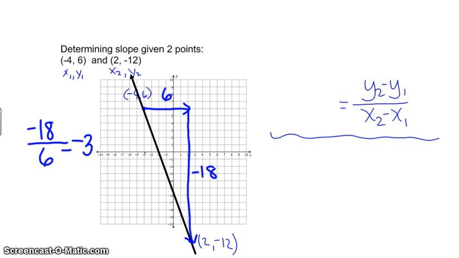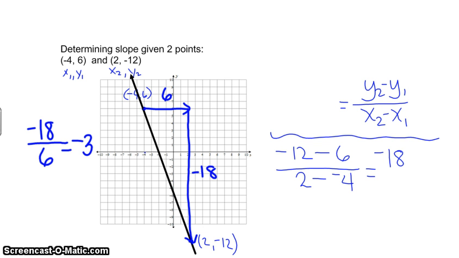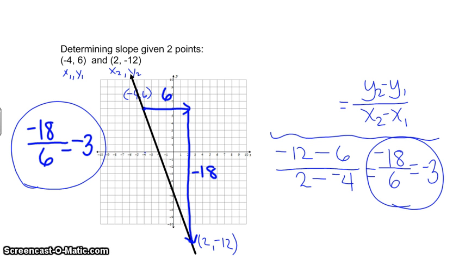So I'm going to use this formula. I'm going to take y sub 2, which is negative 12, minus y sub 1, which is 6. Then I'm going to take x sub 2, which is 2, minus x sub 1, which is negative 4. Well, negative 12 minus 6 gives me negative 18. 2 minus negative 4 is going to give me a positive 6. That simplifies to negative 3. So this method was geometric, this method was algebraic. I got the same answer.